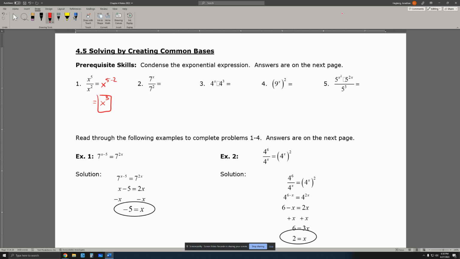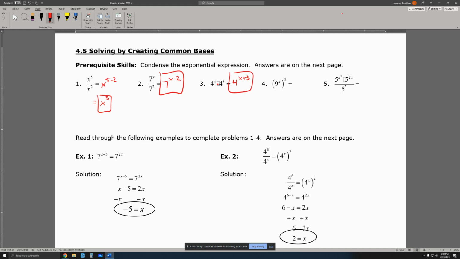Number two, again, we subtract these powers, but now we have a variable in the power in the numerator. So this is 7 to the x minus 2. This can't be simplified further. Number three, we're multiplying these. So when we multiply exponents with the same base, we add the powers. So this is equal to 4 to the x plus 3. Nothing to simplify there.